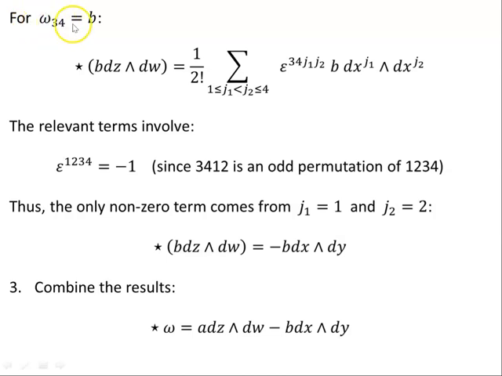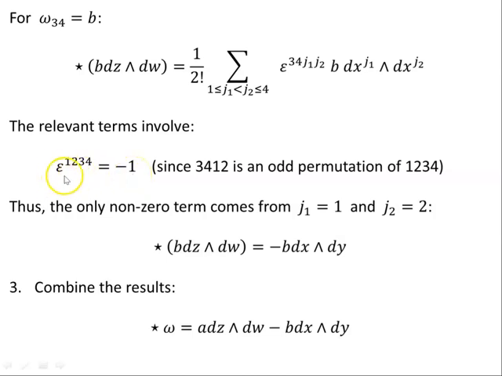Now for omega 3, 4 equals B, the Hodge star of B dz wedge dw is 1 over 2 factorial, all this, epsilon 3, 4. So what can J1, J2 be? Remember, omega 3, 4 is B. So I'll get J1 and J2. Let's have a look. So the relevant terms involve epsilon 1, 2, 3, 4 equals minus 1.